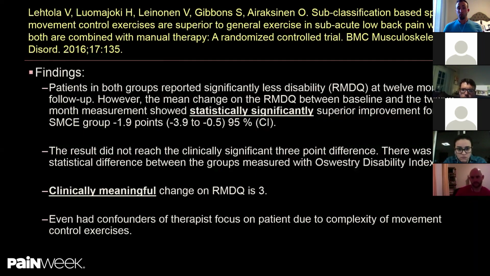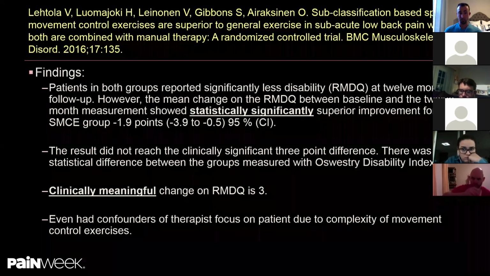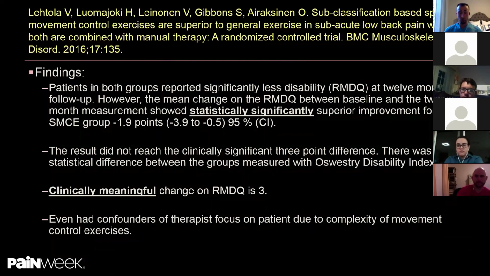So what was even more interesting about this study is that there were confounders, because the therapist spent a significant amount more time with the patients in the specific motor control exercise group, because they had to teach the patients with hands-on manual cueing and verbal cueing how to do these very specific movements. If you guys are familiar with, for instance, the Sahrmann 6-step and the Sahrmann 10-step exercises, they're really specific exercises that have to do with sequential movements of the pelvis and the hips and the legs. And a lot of times patients need a lot of feedback to do these exercises appropriately.